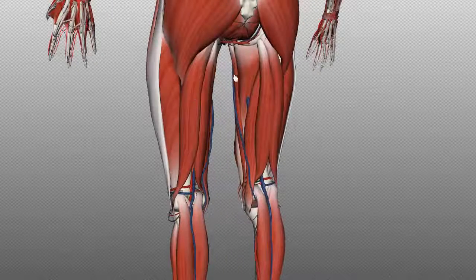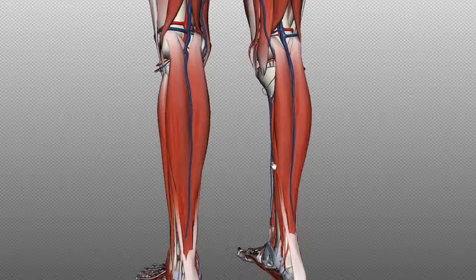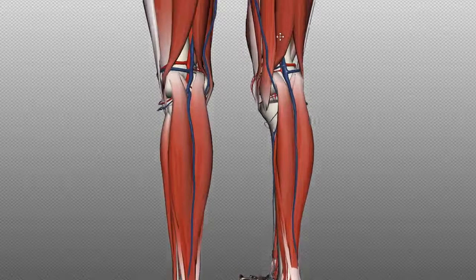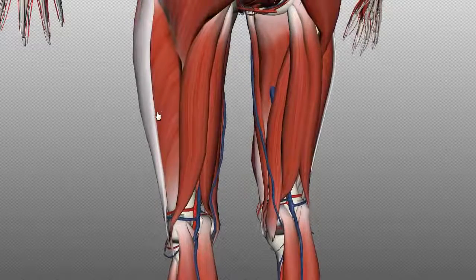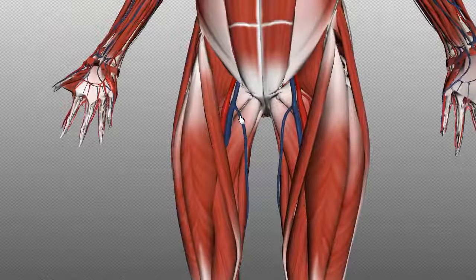So it runs medially all the way down to the foot where it joins the dorsal venous arch of the foot. So that's the long saphenous vein. So the long saphenous vein and the femoral vein drain into the external iliac vein.